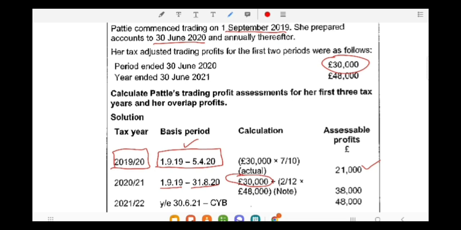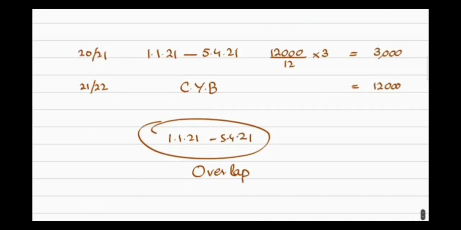So from the next period of account, 48,000 of profit is for the 12-month period and we have to consider 2 months from this. So 2 months out of 48,000 profit of a year would constitute a profit of 8,000. So in the second tax year, the profit would be 38,000. I will show you here.